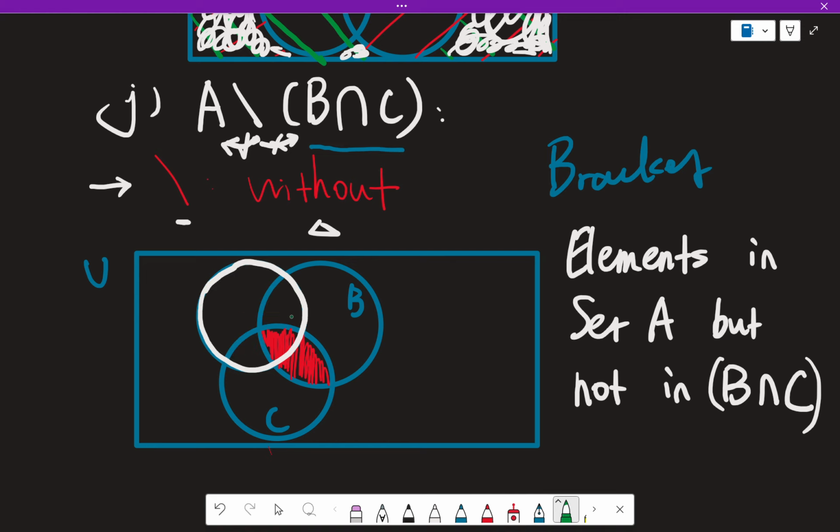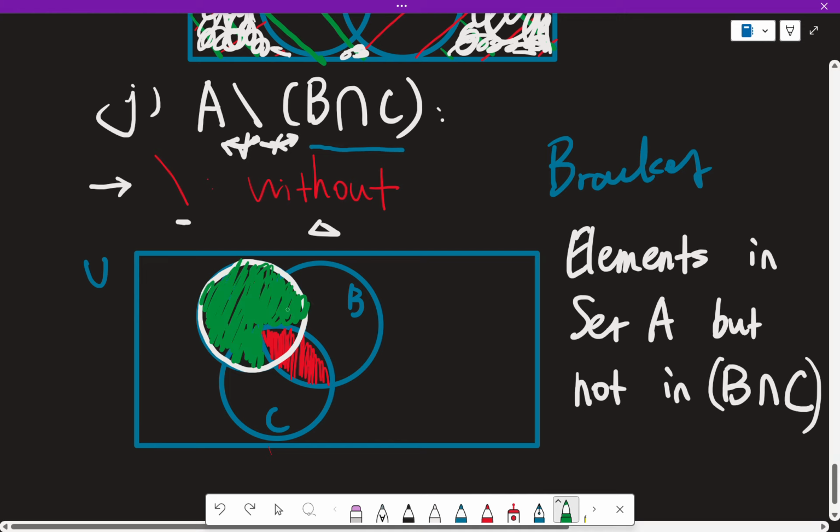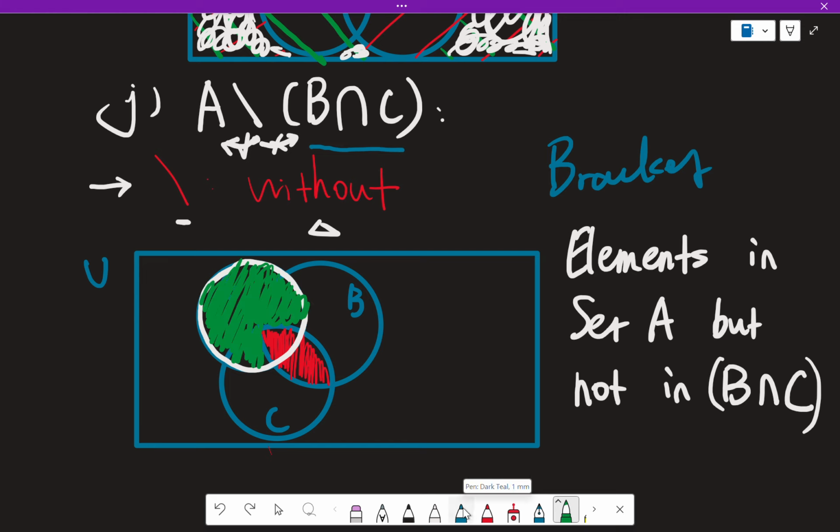So if we want to outline the part that we are looking for, that should be anything that is in red paint. But we don't want the red paint, so we exclude it, and anything just like this.